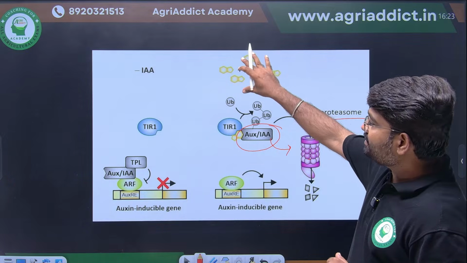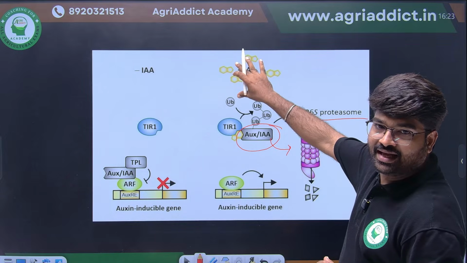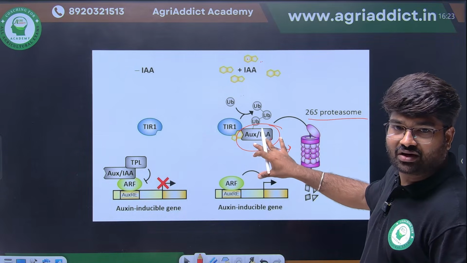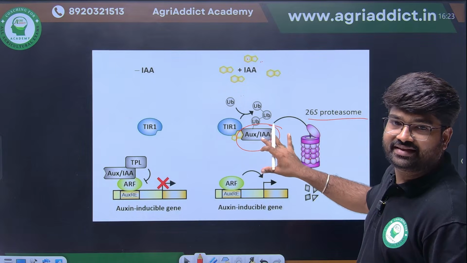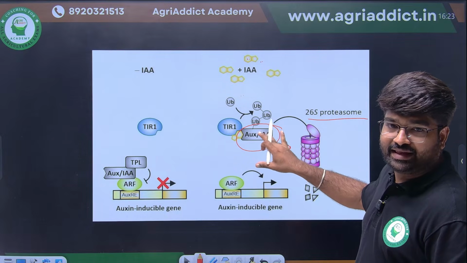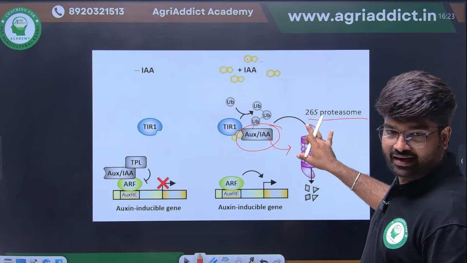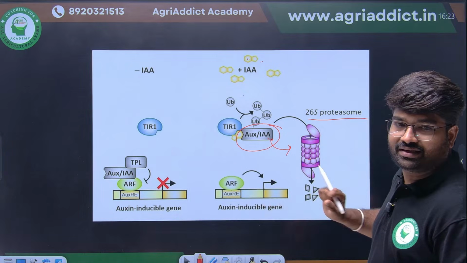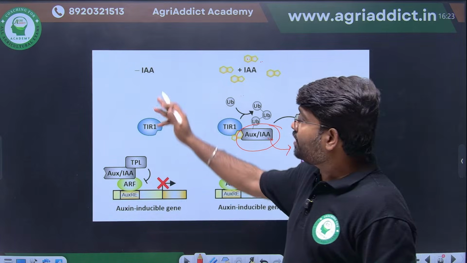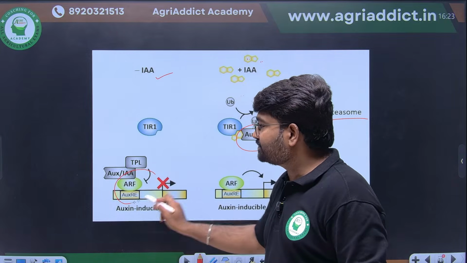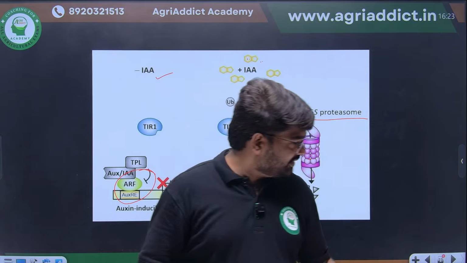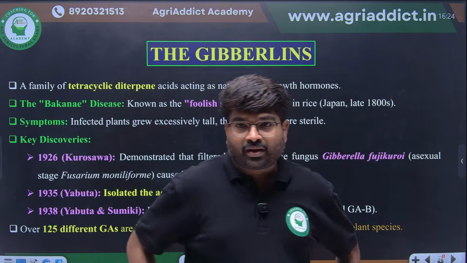If indole acetic acid is there, this will lead to degradation of AUX/IAA. This is the inhibitor molecule. If this inhibitor molecule is degraded, auxin responsive factor will bind here, and transcription will happen. If auxin is not there, auxin responsive factor binding will be inhibited. I hope this is clear. With this, we are completing the hormone auxin.